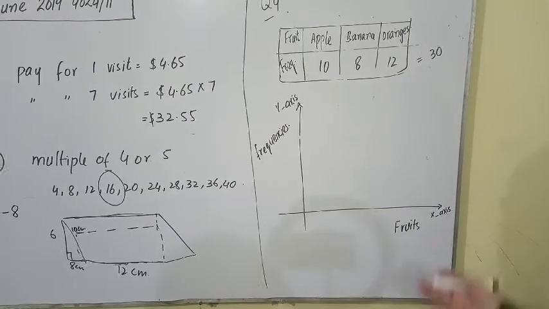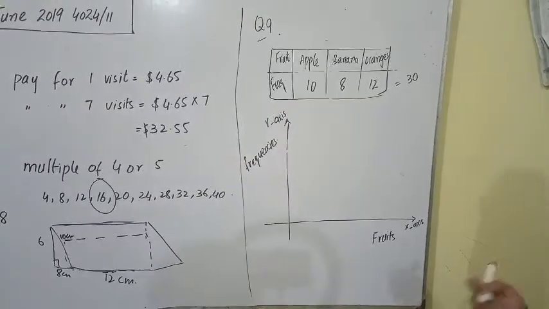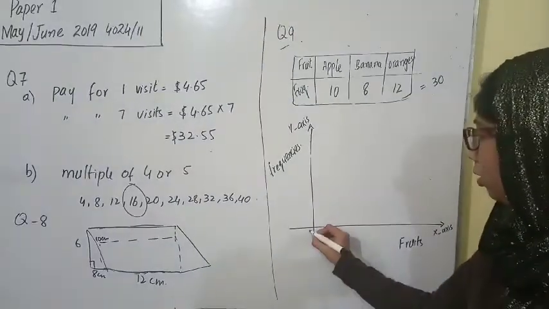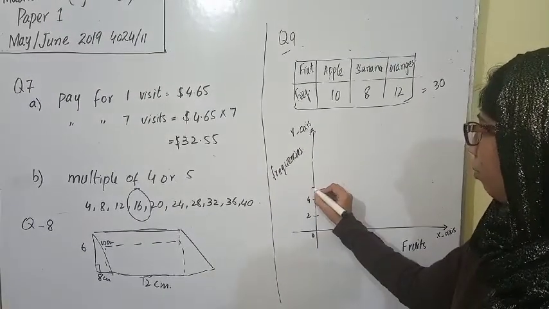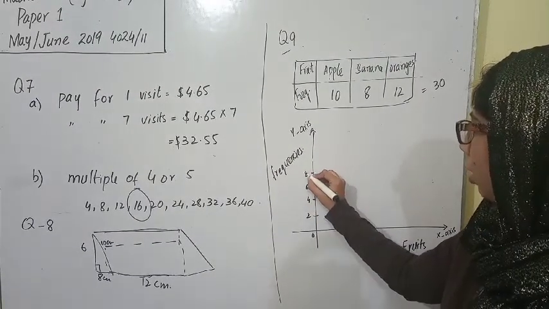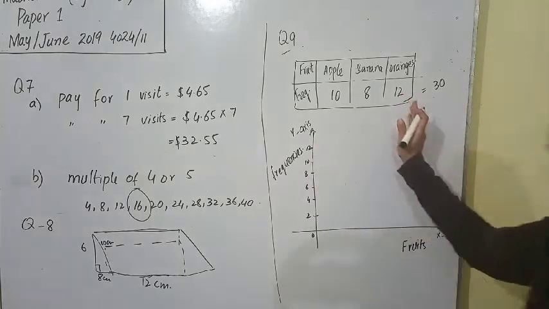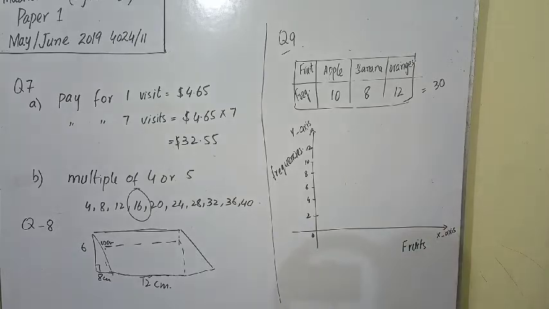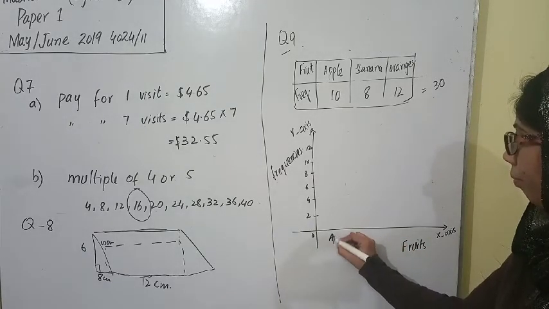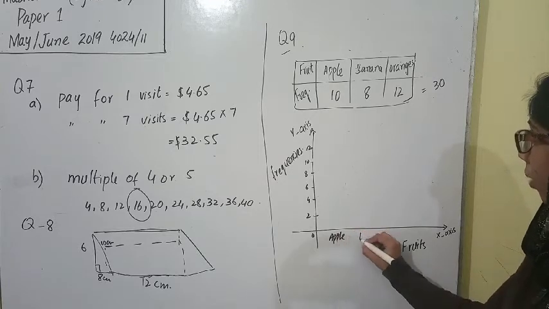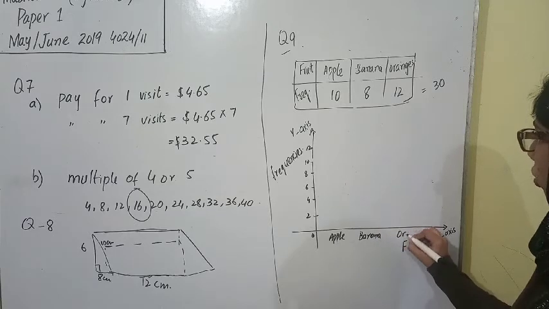So dear all, look at the board. I will distribute the frequencies by taking a difference of 2. So this is 0, 2, 4, 6, 8, 10 and 12. As the maximum frequency is 12, I have just taken 12. Now I have to show the portion for apple, banana and orange.